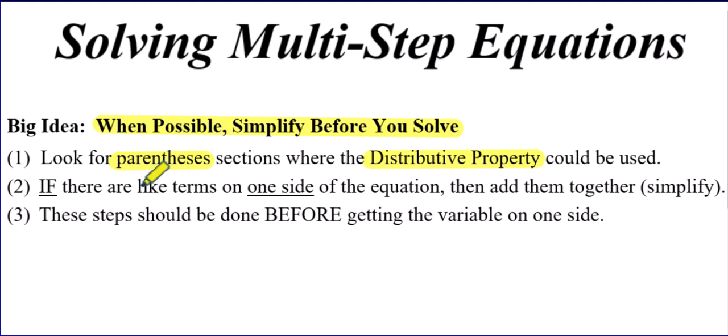If you have like terms on the same side, on one side of the equation, then you can go ahead and add them together. Simplify that part as well. These steps should be done before you're trying to get the variable to go from both sides to just one side. Let me show you some examples here.